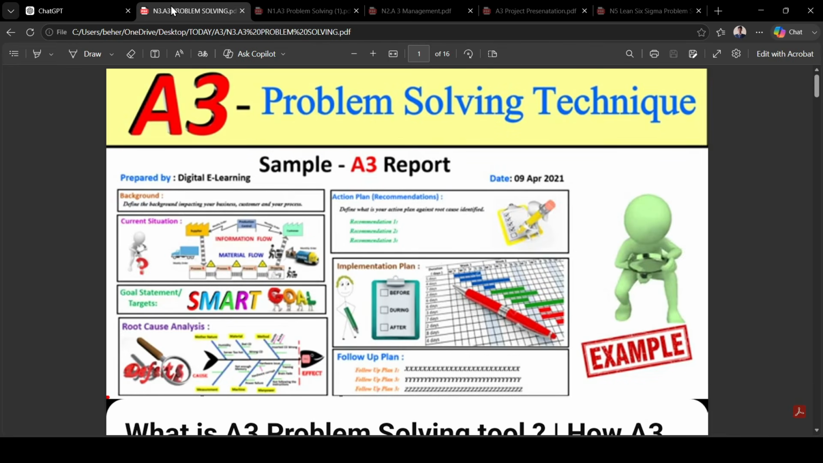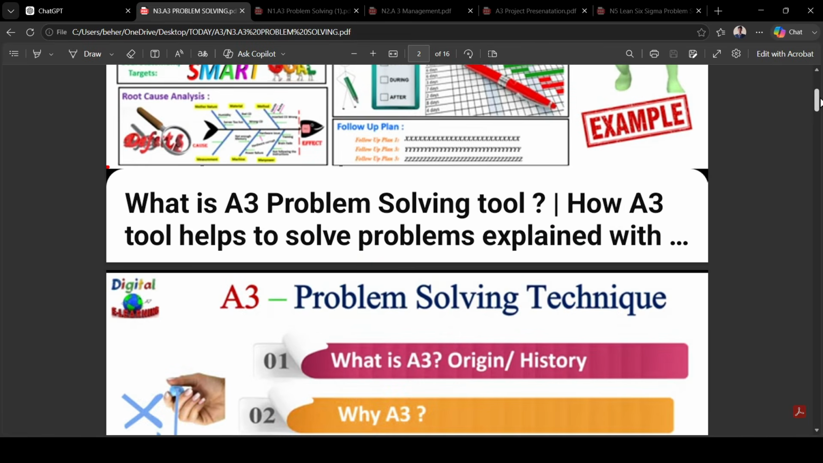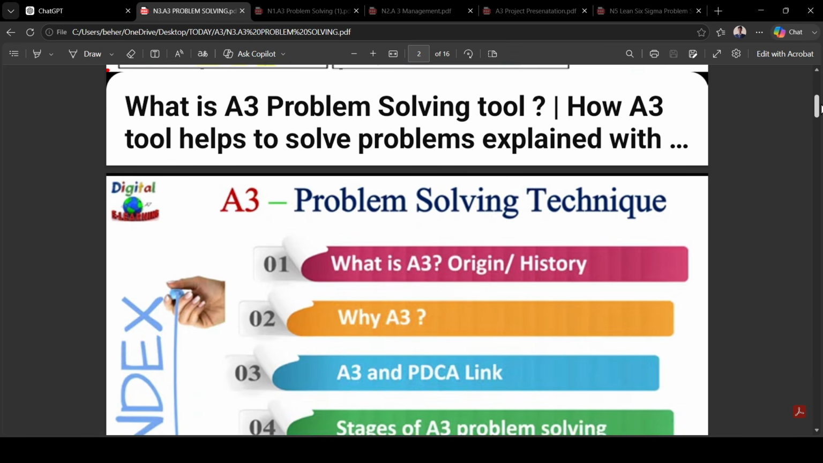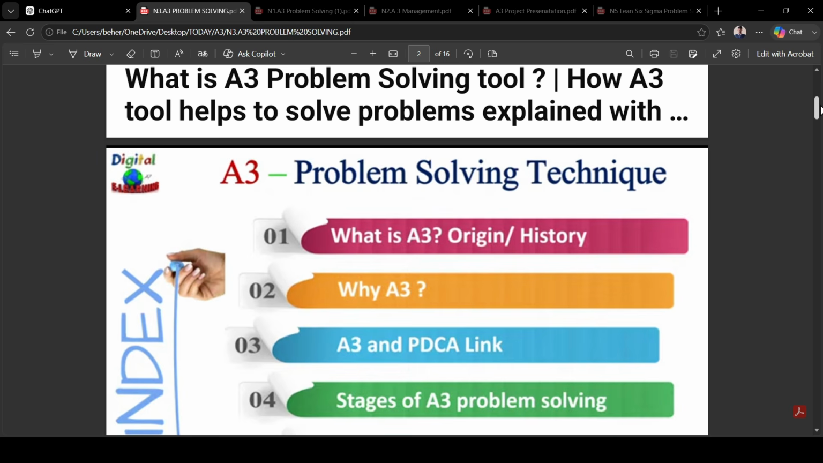So this is my part 2 video, and this is the image showing the A3 page size. So, the A3 problem solving technique. See that image. What is the A3 problem solving tool? How does the A3 tool help to solve problems? Explained with the A3 problem solving technique.